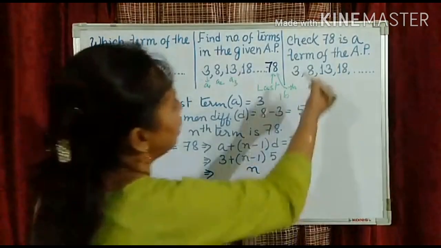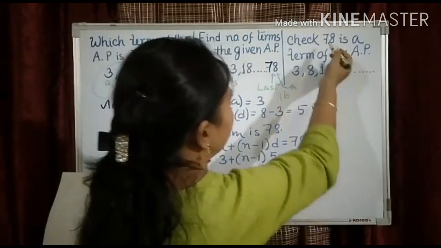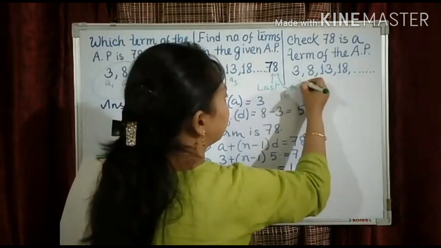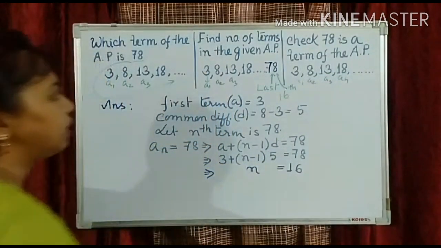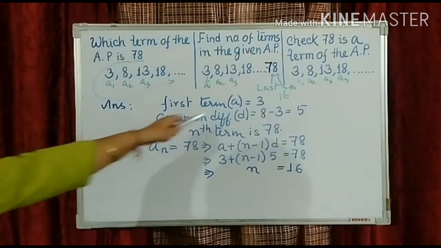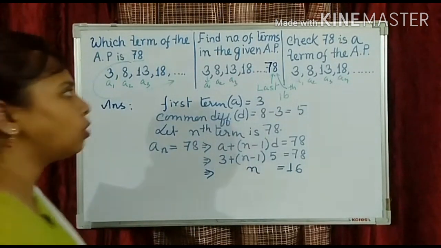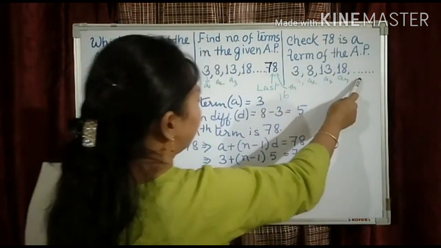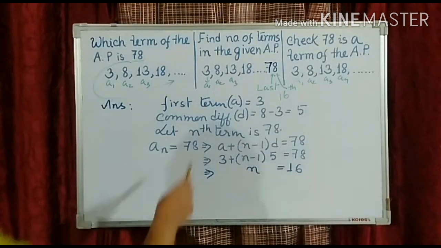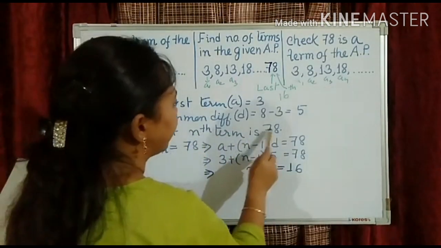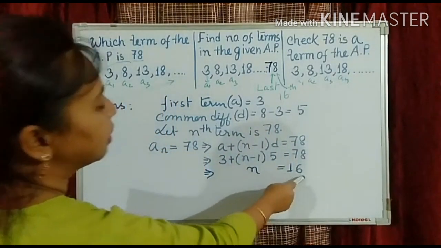Now see the last one. Check whether 78 is a term of this AP or not. So this one is the first term, this one the second term, this one the third term, this one the fourth term. So we will write the answer in this way. First term is 3, common difference is 5, and as we don't know whether 78 is a term of this AP or not, let's first take it as a term of this AP. So we write: let the nth term of the AP be 78. Nth term equal to 78 means n value equal to 16.